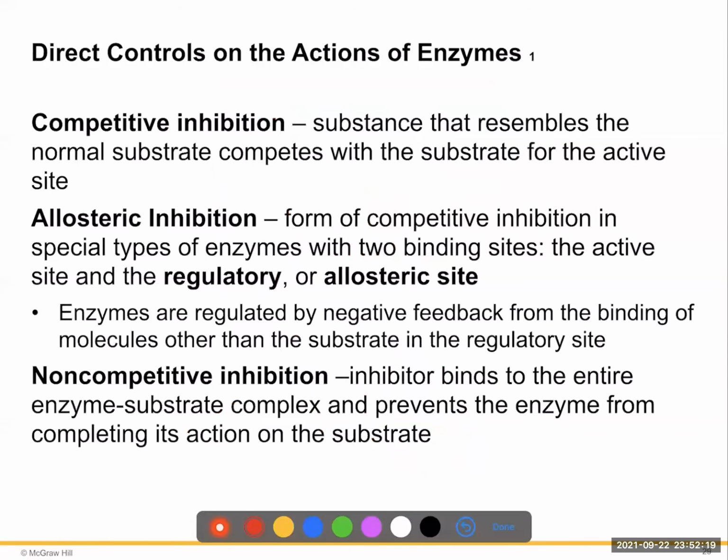You can have competitive inhibition, allosteric inhibition, or non-competitive inhibition with your enzymes. Competitive inhibition means the substance resembles the shape of the substrate for the active site. So if we have our enzyme here, there's our active site. So this substrate here looks like this. That would fit it. That's not a real picture for it. We can do better than that.